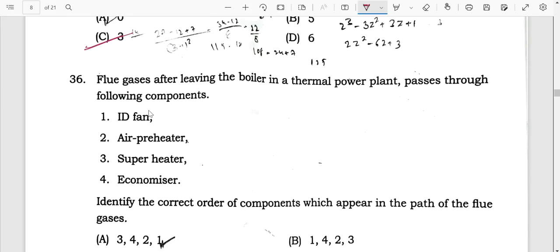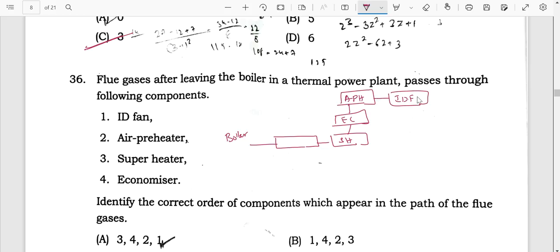The flue gases after leaving the boiler in a thermal power plant pass through the following components. Once the boiler burns the coal and generates the flue gases, after the boiler it is going to enter into the superheater. The superheater increases the temperature, and after that it is used for the economizer to increase the efficiency of the power plant. After that it is given to the air preheater. After the air preheater we have the induced draft fan, the ID fan here. So if you see the order here, superheater is the first option. After that the economizer.